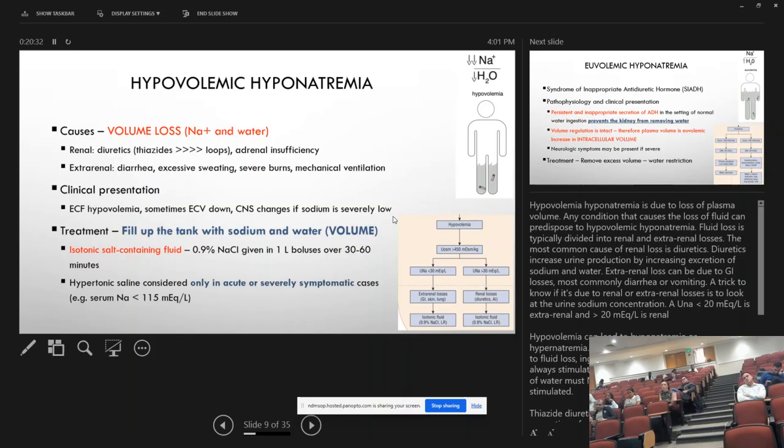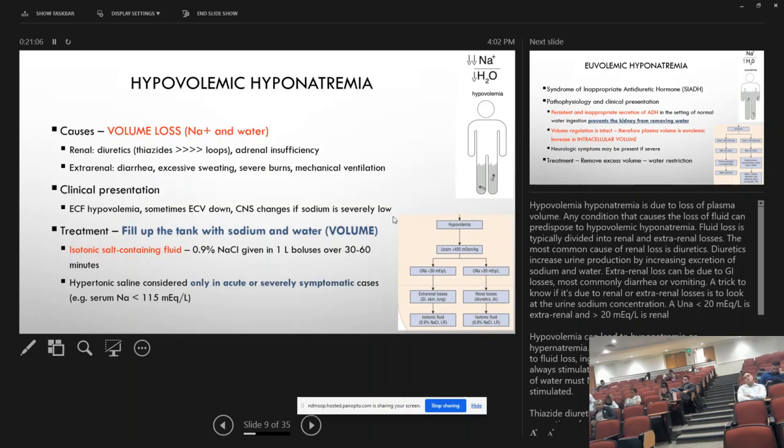Crystalloid products could be lactated Ringer's, something with sodium, like a normal sodium level of 140 to 154. Normal saline, lactated Ringer's, Plasma-Lyte, etc. Think of volume, and replacing that intravascular volume. You may use hypertonic saline, but only in acute, severe hyponatremia.